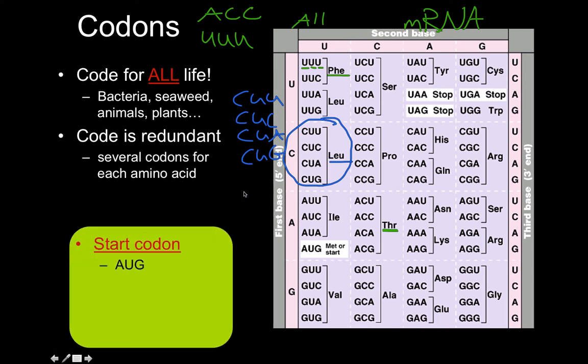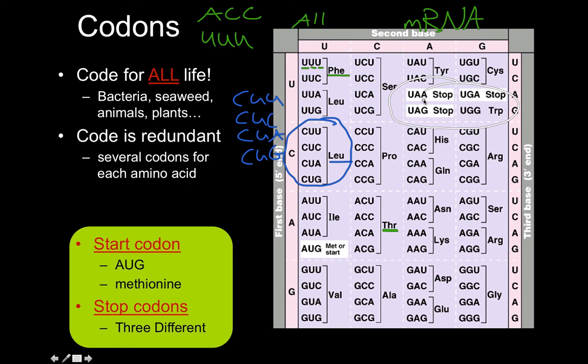Like we said before, the start codon is AUG, and that technically is methionine, the name of the amino acid that it starts with. And then there are 3 different stop codons. We see those over here. You do not have to memorize those in any way, shape, or form. We just need to know that they exist and what they are and be able to use them.